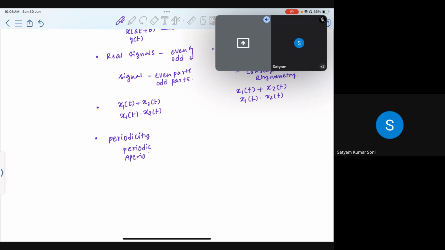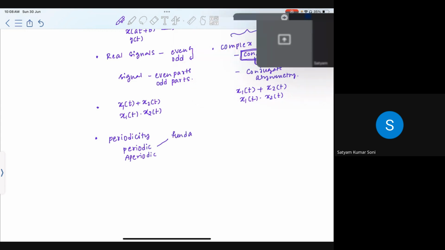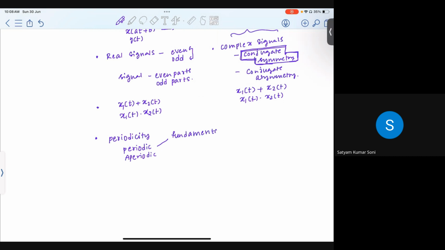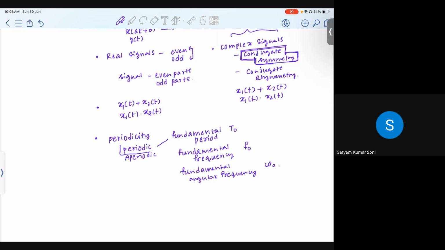aperiodic signal, and if a signal is periodic, we have certain things associated with it. Fundamental period, right? Fundamental frequency, which we represented by T naught. Fundamental angular frequency. Right, so all these things are associated with the signals. So we have seen how to find if the signal is periodic or not. When we have a periodic signal, we know how to find these things.